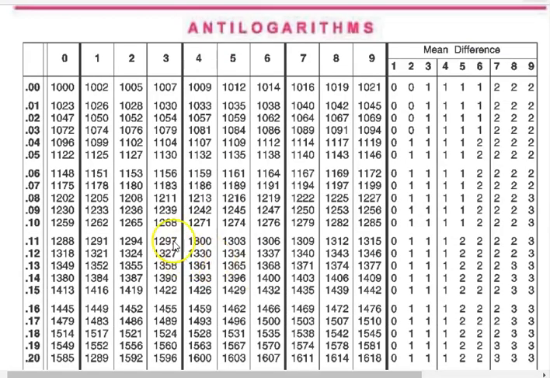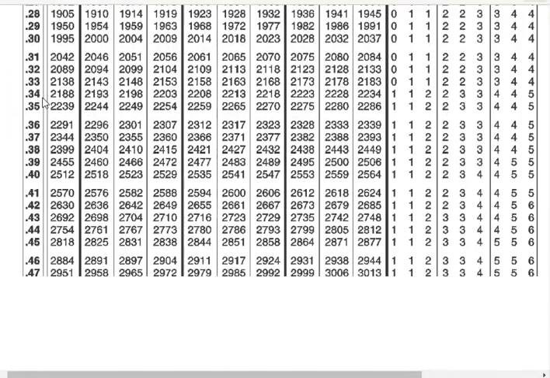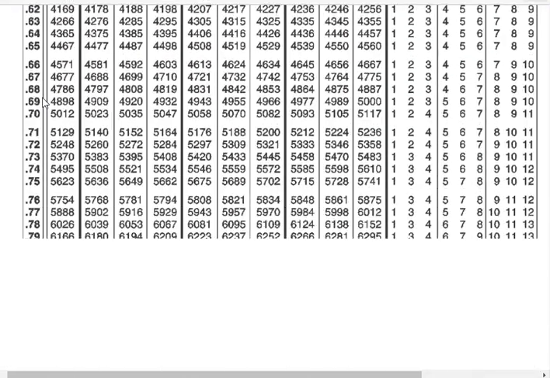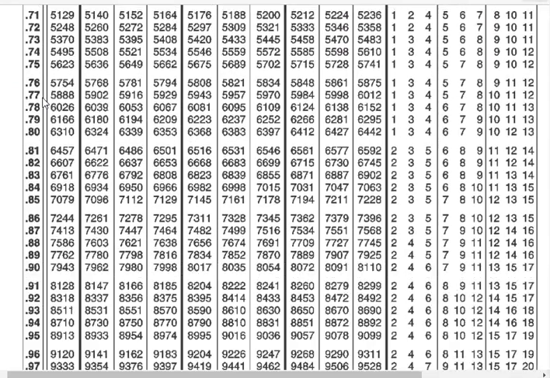Look at it. We have them here. So you look for 0.71 under 9. Awesome. Here we are. This is 0.71 under 9. You trace it. 9 is the last one, which is 5236. You write it somewhere. 5236.